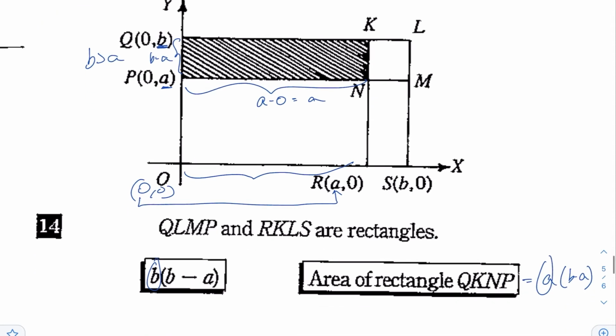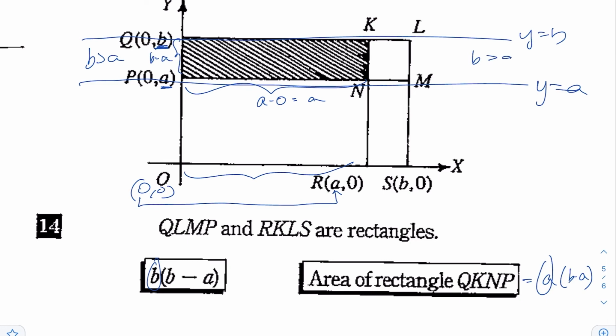because B is higher than A in terms of the y-axis here. This is y equals b, and this line is y equals a. So b has to be greater than a, which means that choice A will be greater, because b minus a is the same. So you're just really comparing b and a, and b is greater.